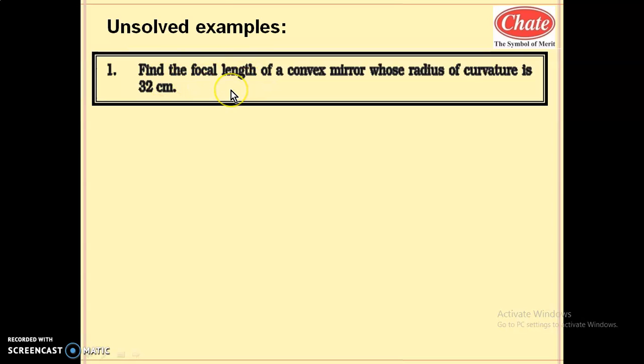So let us solve this problem. Here the focal length will be plus 16 centimeter if the radius of curvature of a convex mirror is 32 centimeter.